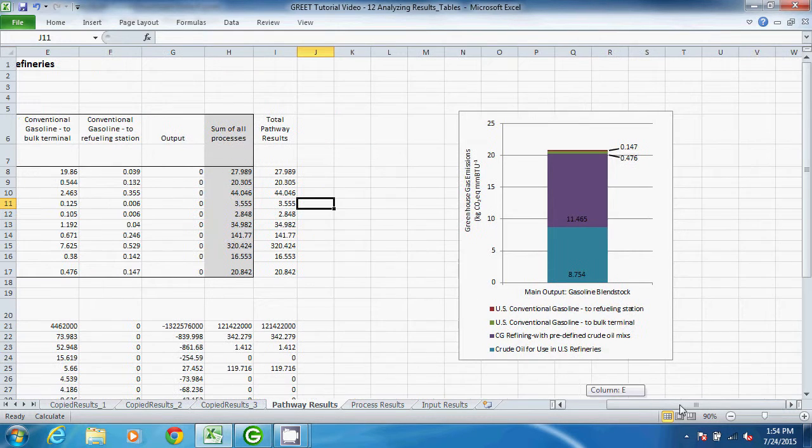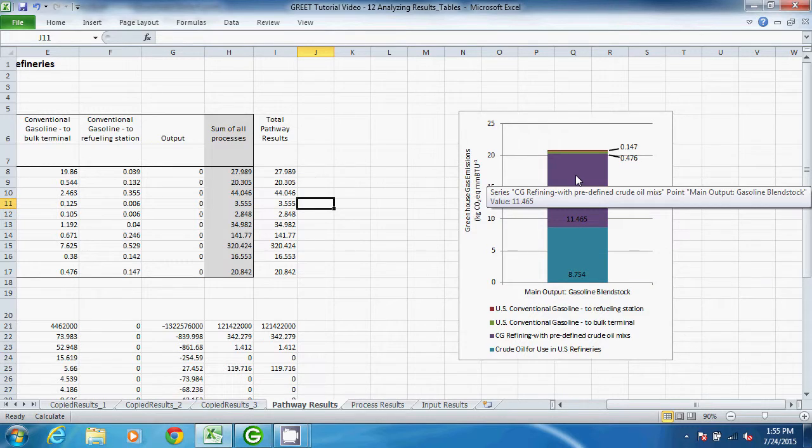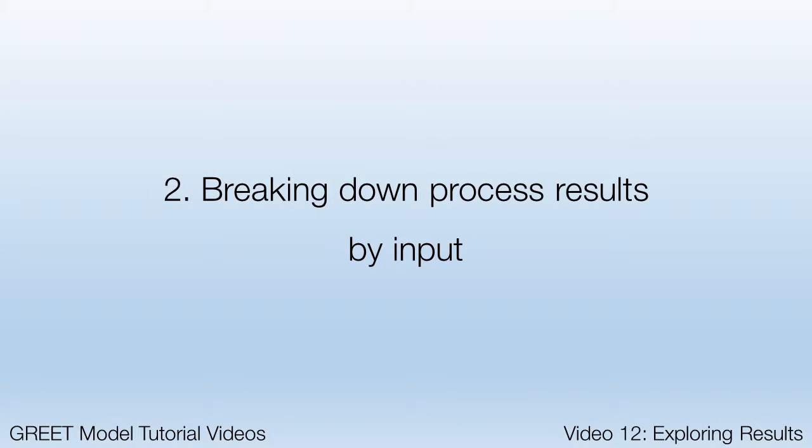To get a sense of the influence each process has on the total pathway emissions, I made a stacked column chart showing the greenhouse gas emissions from each process. Crude oil accounts for a little less than half of the total GHG emissions, CG refining accounts for slightly more than half, and the transportation processes only account for around 3%.